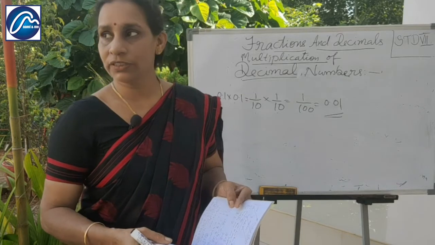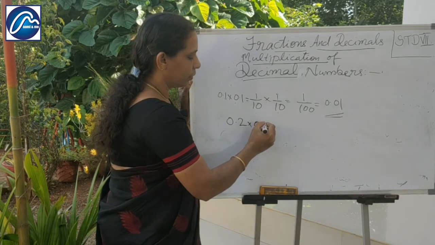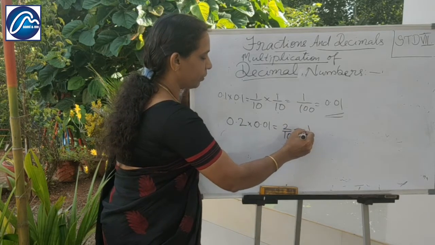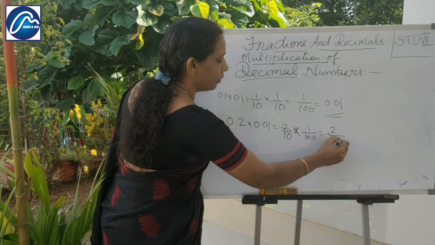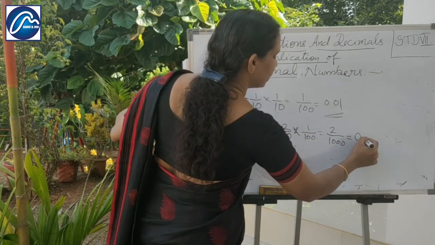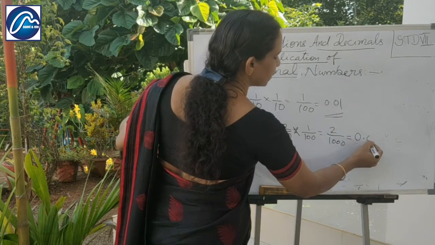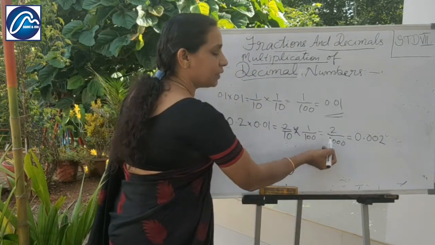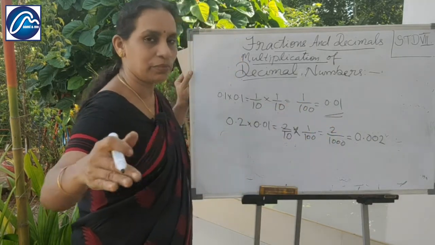Now another multiplication we can do: 0.2 into 0.01. We will write 2 by 10 and 1 by 100. So the answer is 2 by 1000. Here the answer is 0.002. How many digits should be there? 1, 2, 3. Only one digit is there, so in the rest of the places we have put zeros. 3 decimal places should be there after the point.